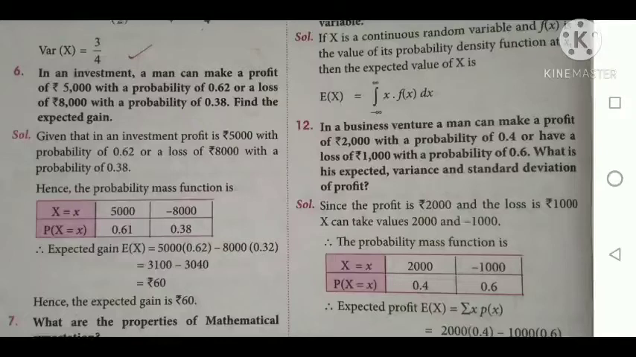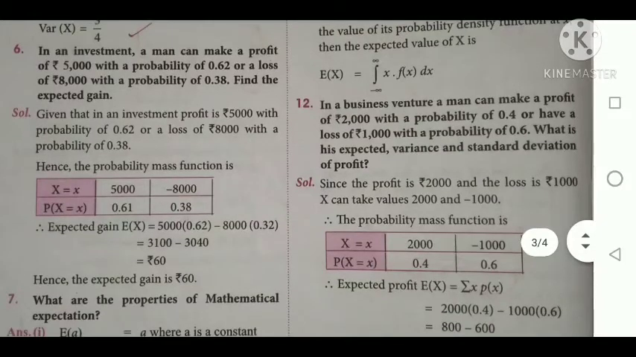or a loss of rupees 8,000 with a probability of 0.38. Find the expected value. Here, two things are given. The value of x equal to 5,000 is a profit, and minus 8,000 is a loss. The probability for each one is given. For 5,000, the probability of getting profit is 0.62. It is given as 0.62 in the question, though here it is written 0.61, so change it to 0.62. So p of x equals 0.62. And for minus 8,000, the probability is 0.38.